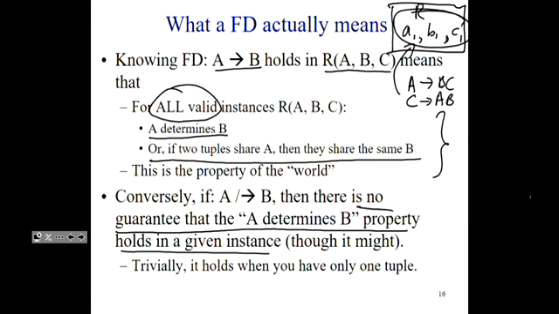What you can confirm is whether a functional dependency does not hold. If you see a relation instance where a functional dependency does not hold, then you have a counterexample, right? If you have a counterexample, you know for sure that that functional dependency does not hold. Does that make sense? Any questions?